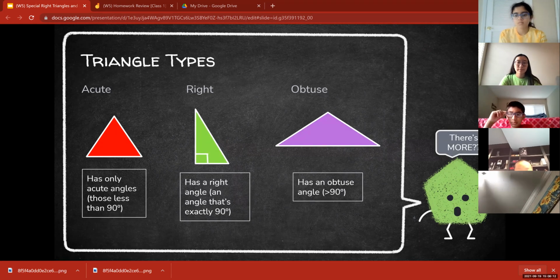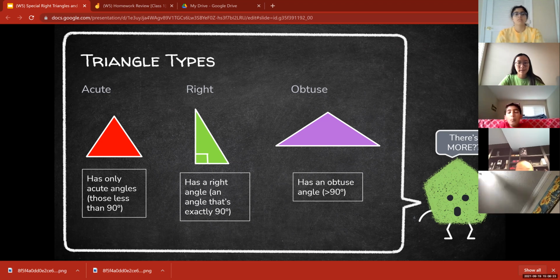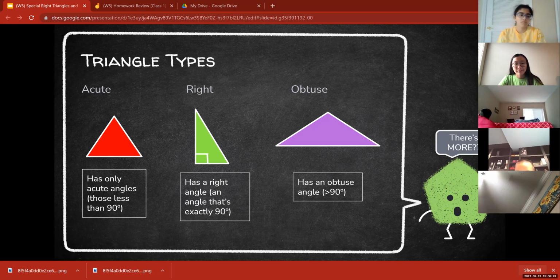All right, 3 more types of triangles. And remember, these are kind of separate from the first set we did. So like, for example, a triangle can be both acute and equilateral, right? These are a separate way of defining a triangle.